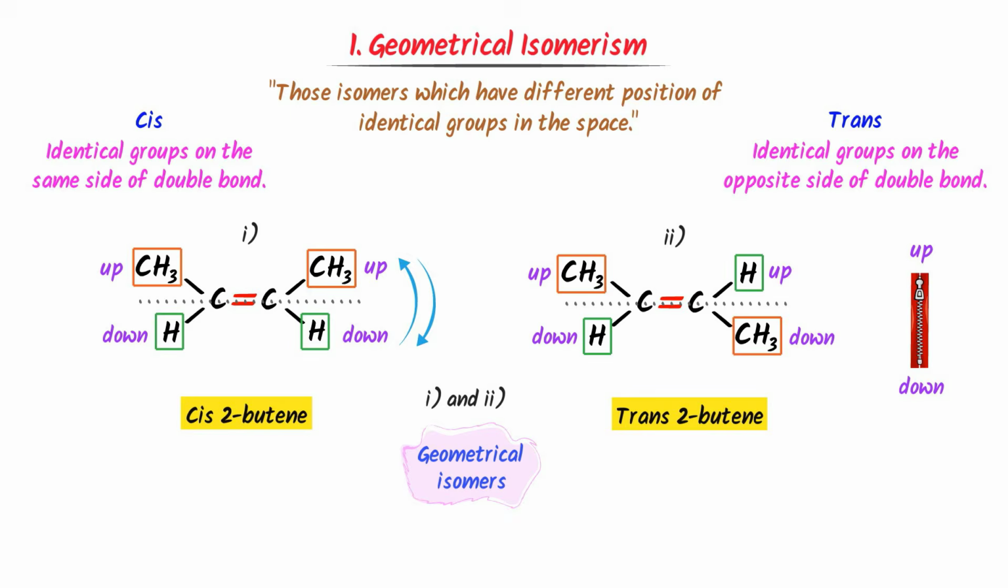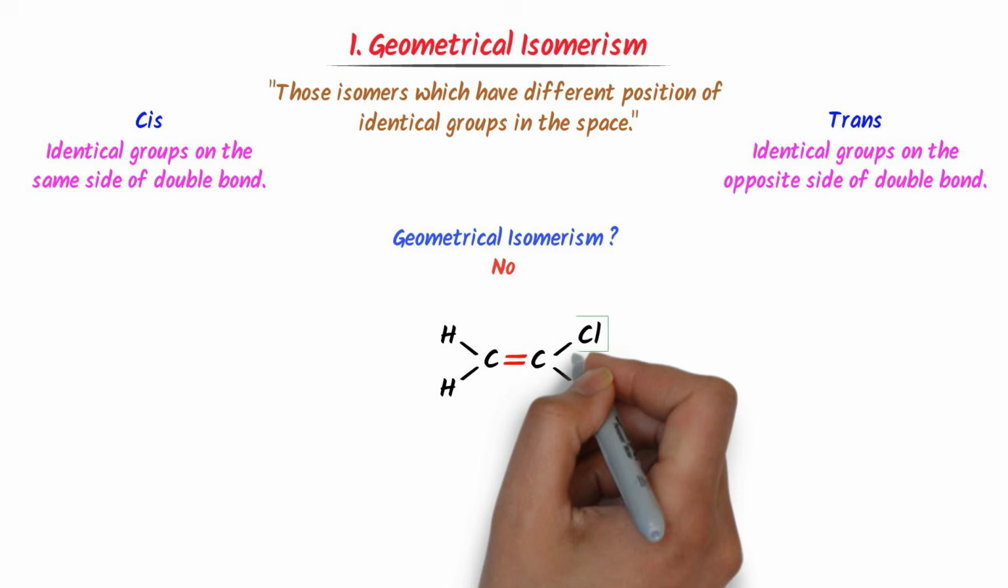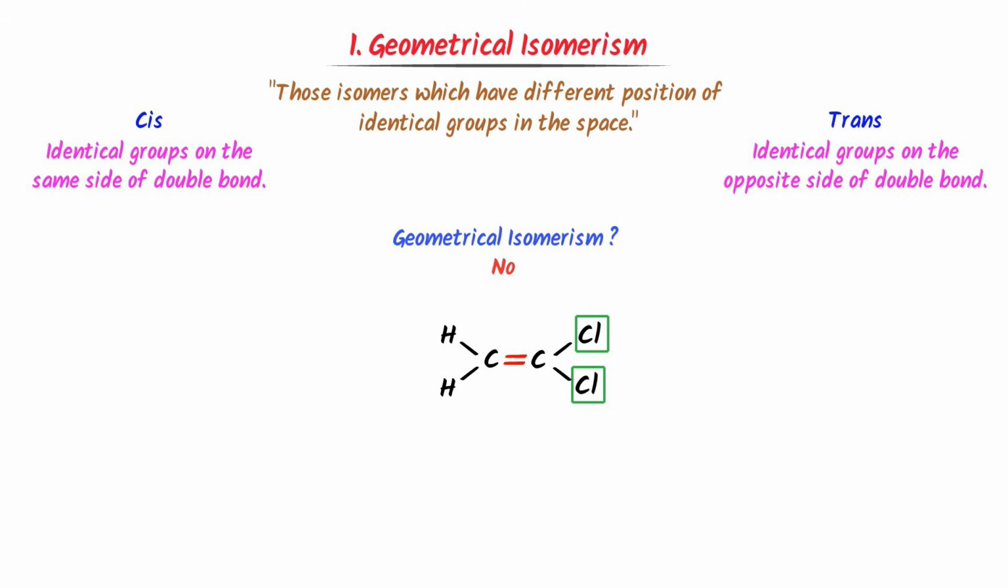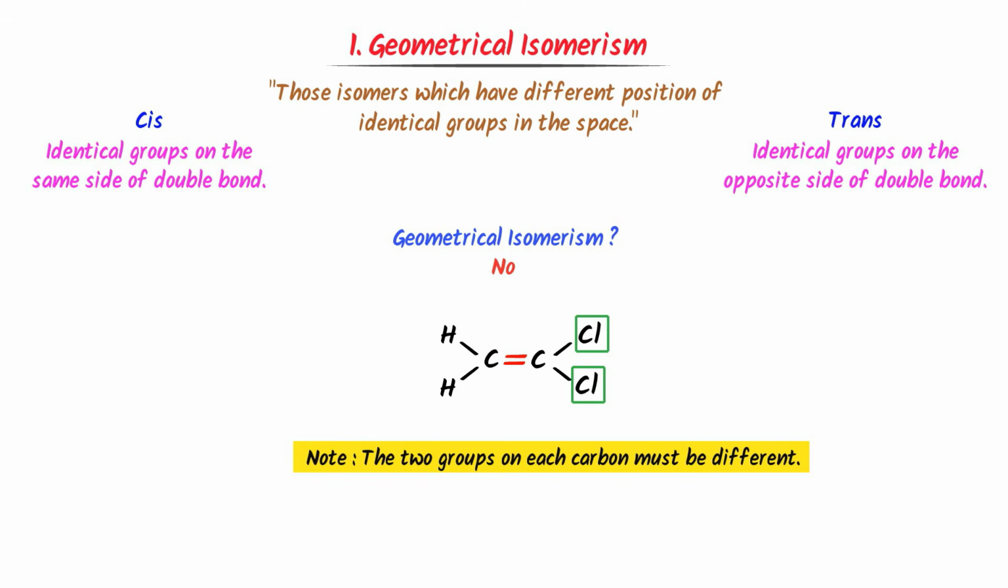Remember that trans isomers are more stable than cis isomers because there is less steric repulsion in trans isomers. Secondly, consider this organic compound. Is geometrical isomerism possible in it? The answer is no, because even if we change the position of this chlorine from up to down, we still get the chlorine in an upward position. Therefore, remember that the two groups on each carbon must be different.